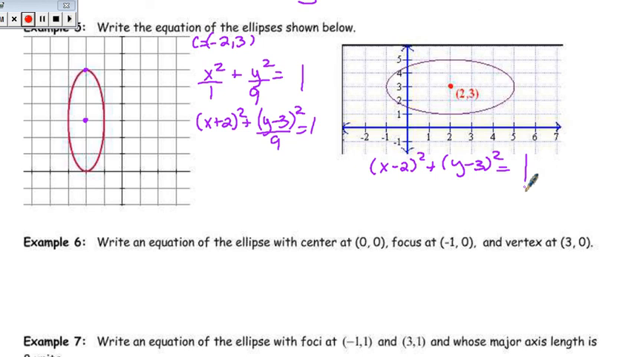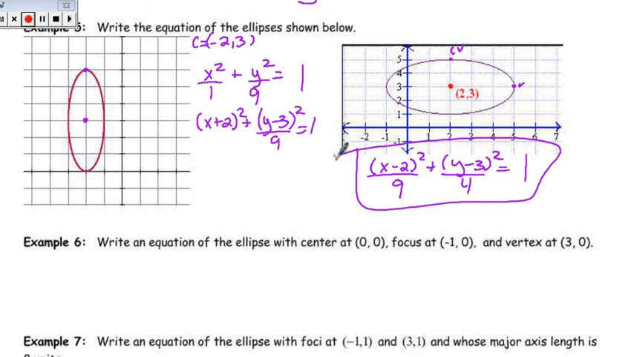Remember, we're always set equal to 1 here. The main vertex would be here, so that's the main vertex. This would be the co-vertex. This is 3 units away, and remember these numbers are squared here. The bigger number will go under the x because it is horizontal. I'm counting out 2, so this would be over 4, and there's no other work that needs to be done with that.